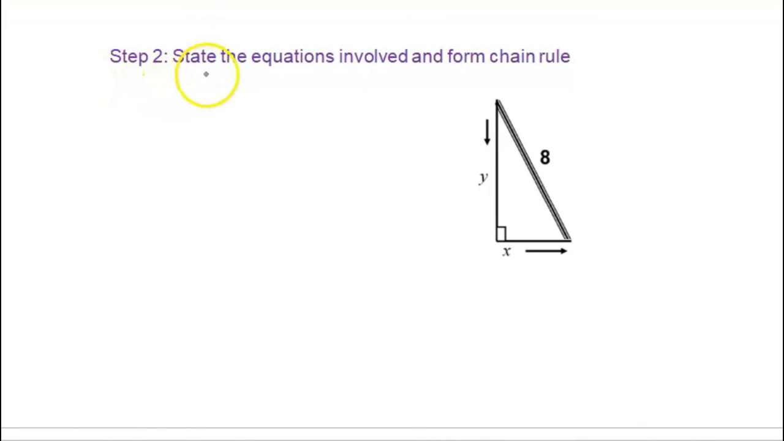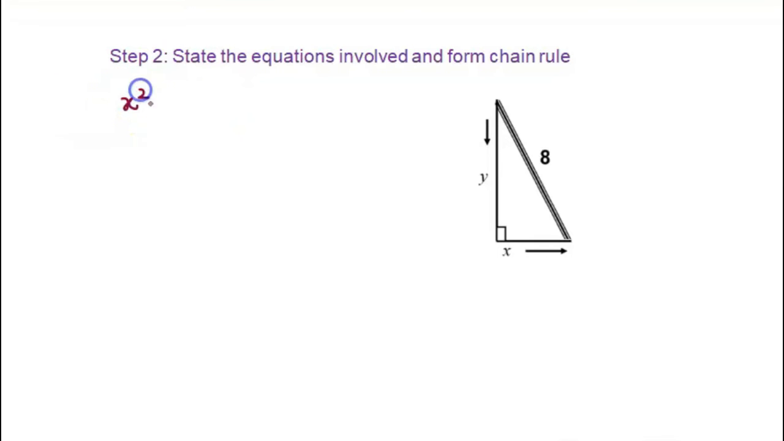In step 2, we need to state the equations involved and form the chain rule. Based on the diagram representing the question, we are able to form an equation involving sides 8, y and x. By using Pythagoras theorem, we can say x squared plus y squared equals 8 squared, which we can write as x squared plus y squared equals 64.